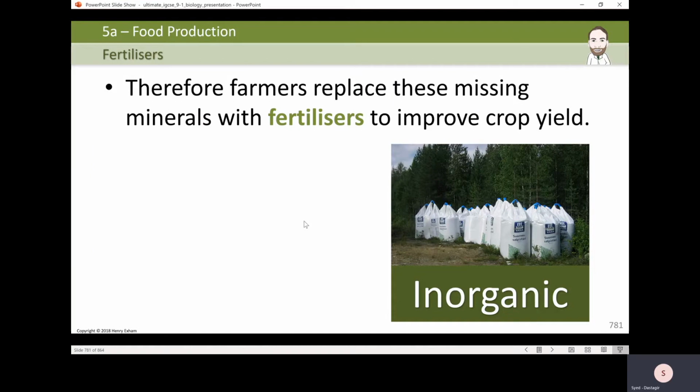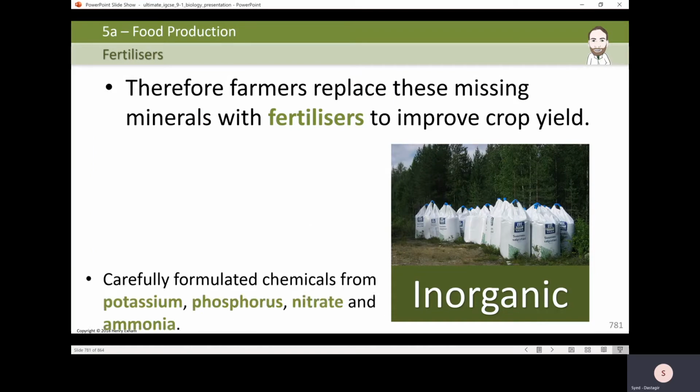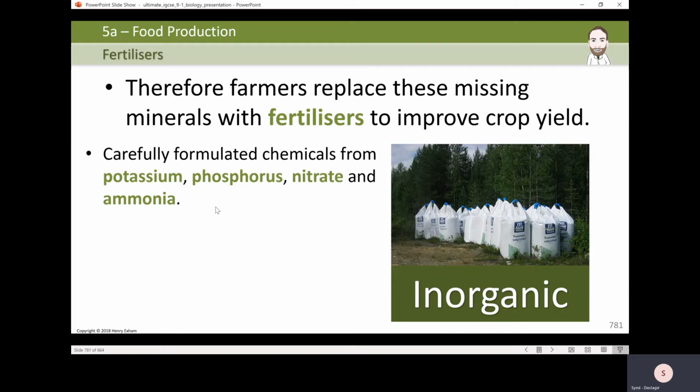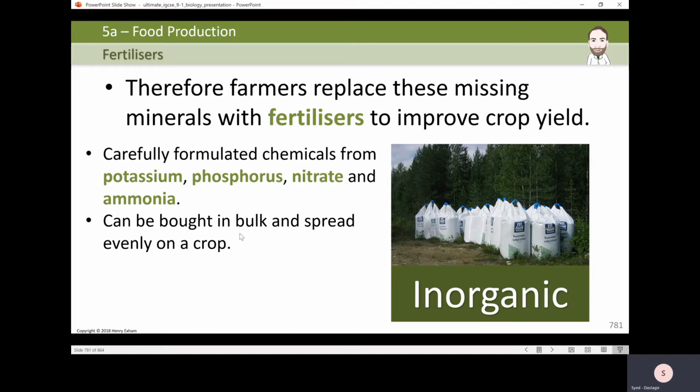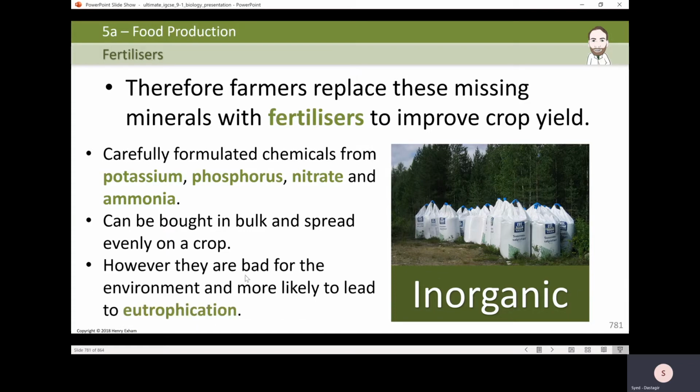Now, inorganic fertilizers, they're actually formulated within the labs, and you can put all these different minerals, potassium, phosphorus, nitrate, and ammonia, and you can actually control the amount you put in. You can buy them in bulk. What does bulk mean? Buy loads of them at the same time and evenly spread them across your crop. However, there are downsides, namely eutrophication, which you should know.